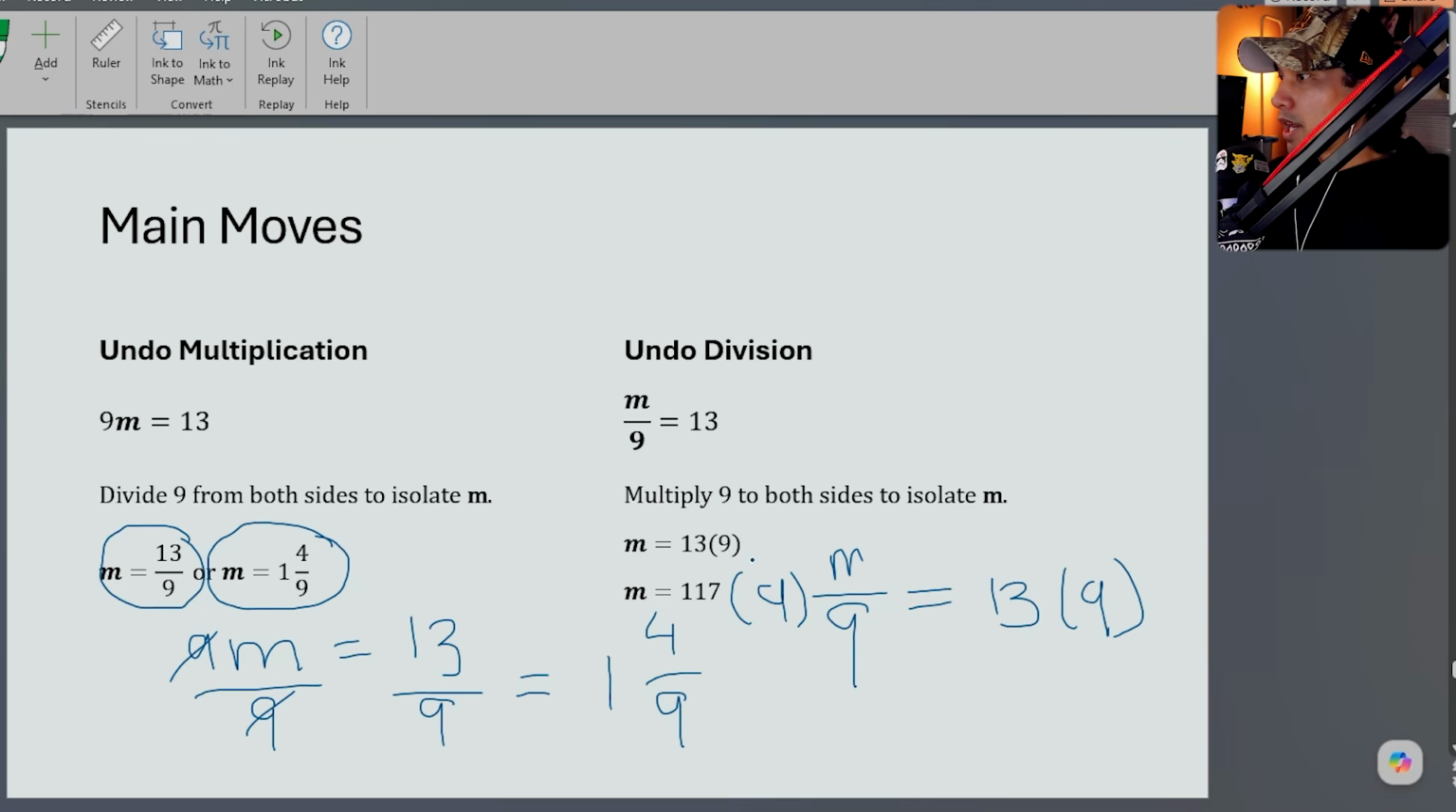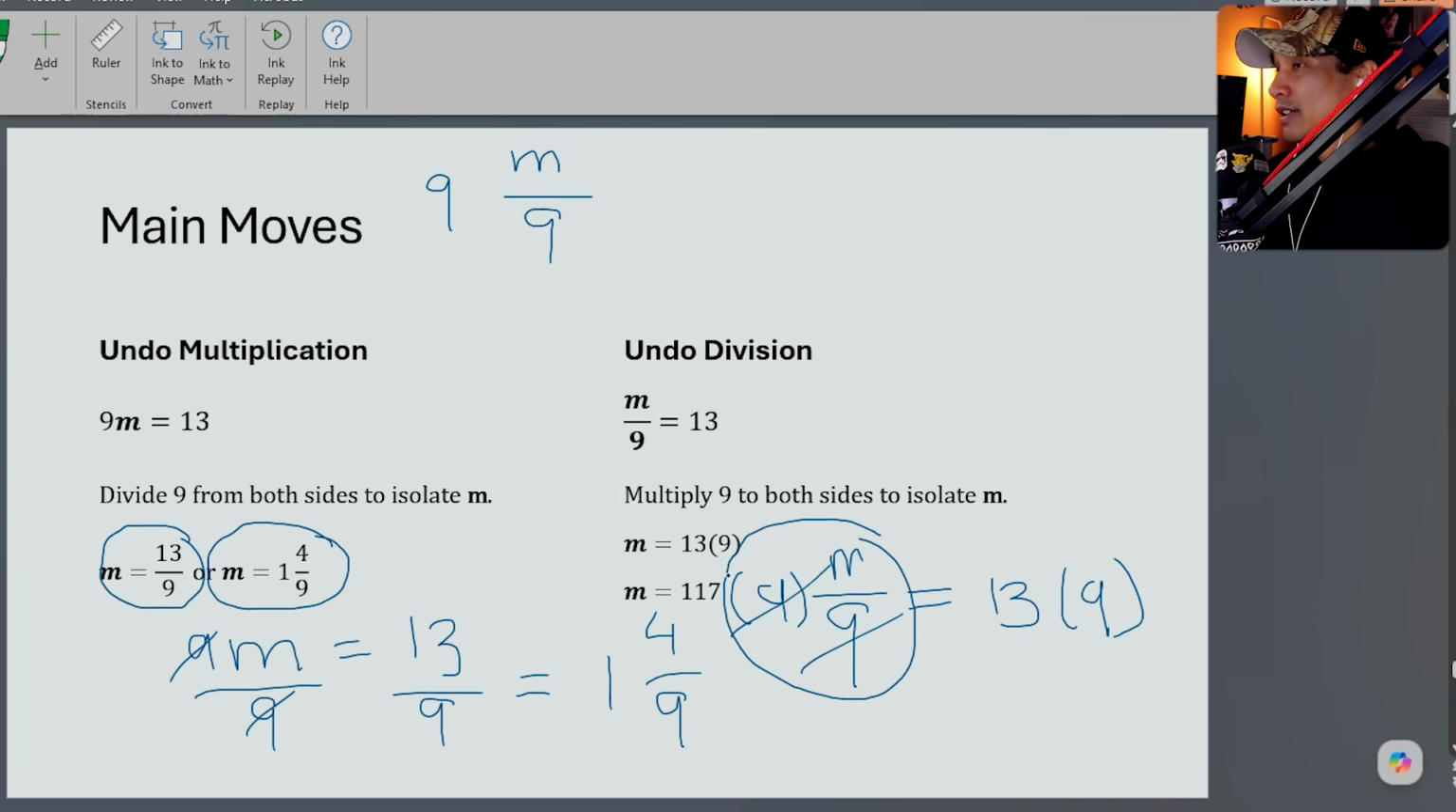So what I mean by multiply by each side, let's just start with this side right here. I go 9, and then we have m over 9. So what I did was I could do this and then just go m equals 13 times 9, and 13 times 9 equals 117.